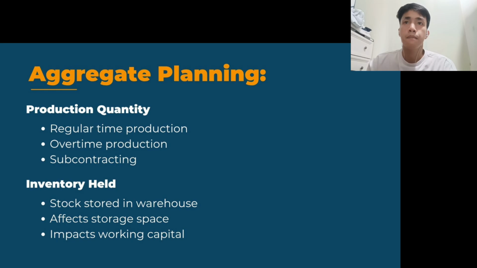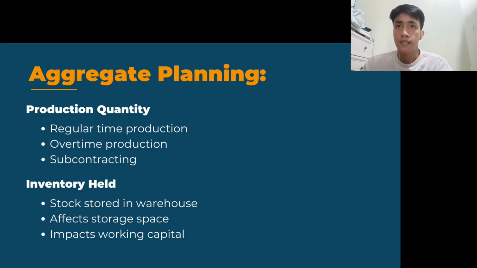Kapag tumaas ang demand, pwede silang mag-overtime para madagdagan ng output. If hindi pa rin sapat yun, pwede silang mag-subcontract. Meaning, ipapagawa nila sa ibang company yung production or mag-outsource sila. So, this decision affect not just output but also cost, workers, and suppliers' orders.